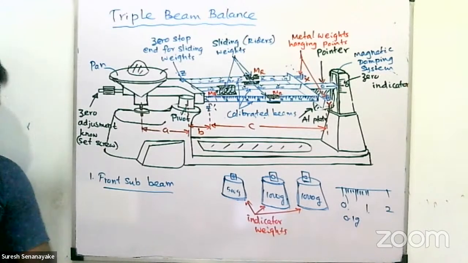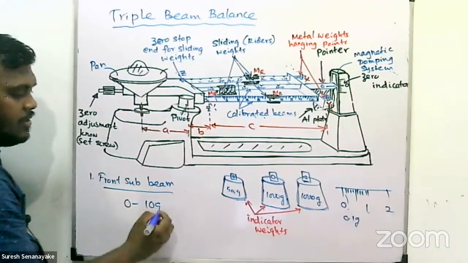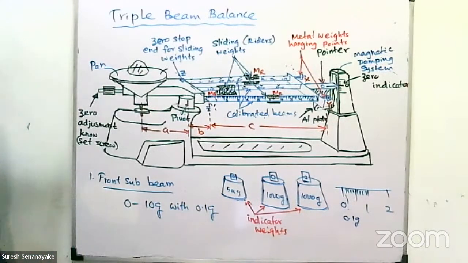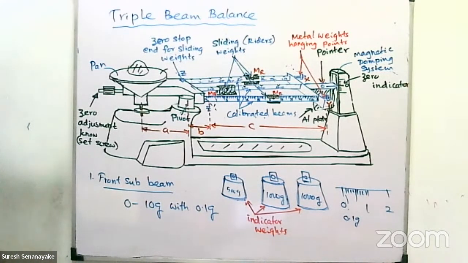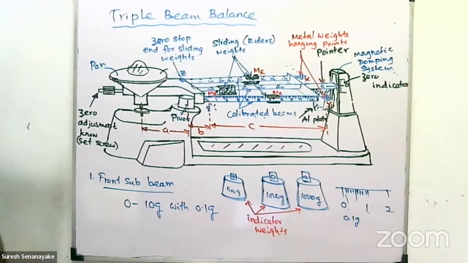This beam is calibrated from 0 to 10 grams with 0.1 gram divisions, as the sliding mass can be continuously slid on this.